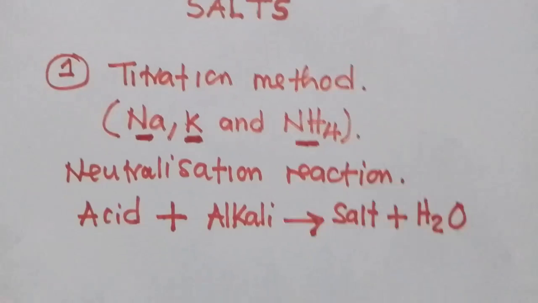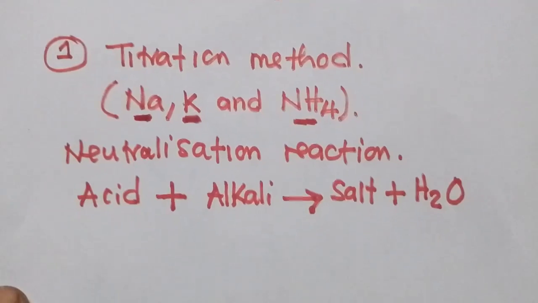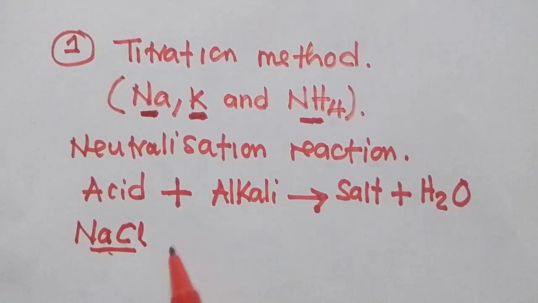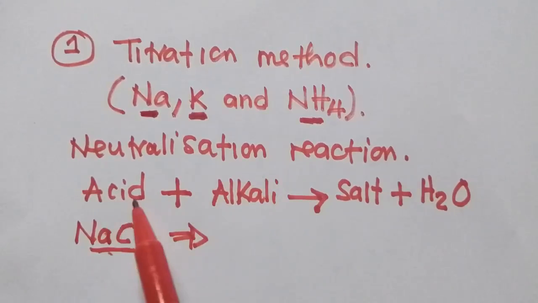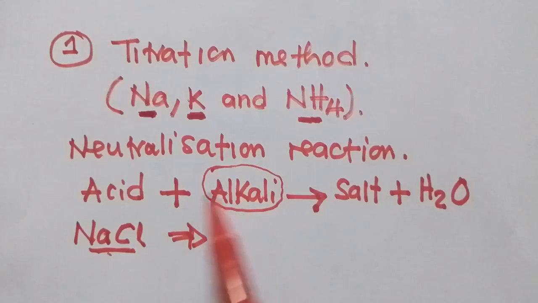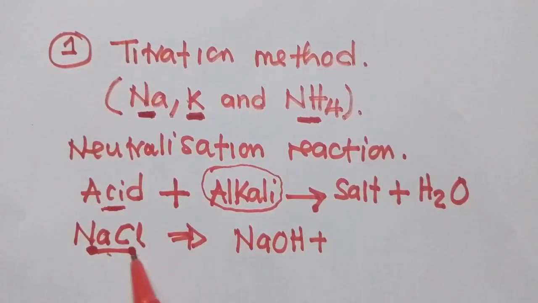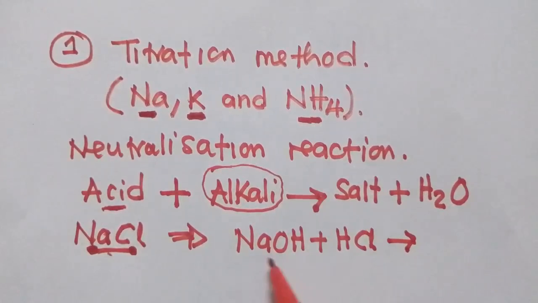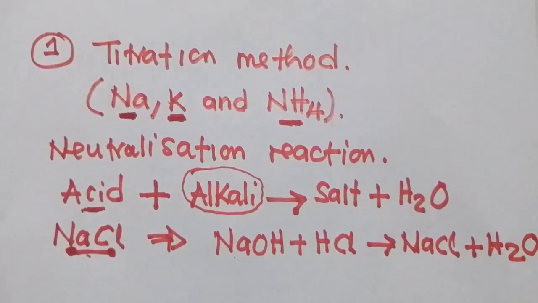So let's say you want to prepare a salt containing sodium, for example sodium chloride. How is sodium chloride formed? Using titration. We use an acid and a base. A base that has sodium is called sodium hydroxide, plus an acid containing chlorides, which is hydrochloric acid, to form a salt, sodium chloride, plus water. This is the first one.